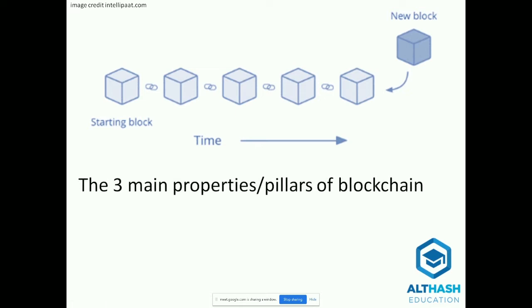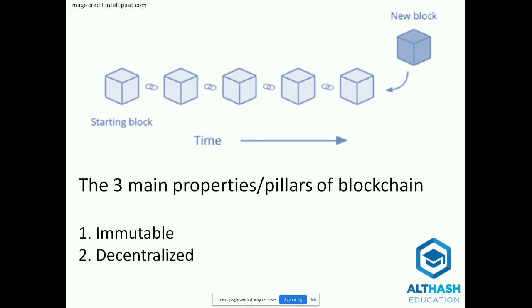The three main properties or pillars of blockchain are the following, and I will go a bit into each. The first one is immutable. That means that data, once put on a blockchain, can't be changed, can't be deleted. And that's something really awesome when it comes to the integrity of data that you are storing.